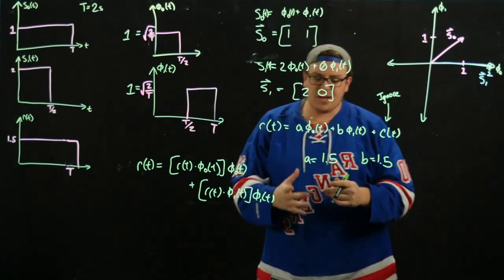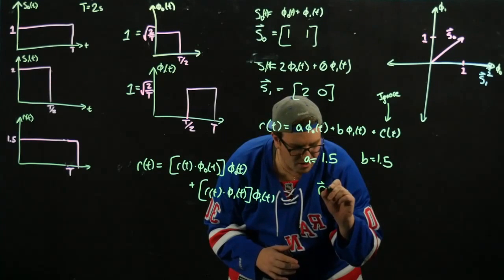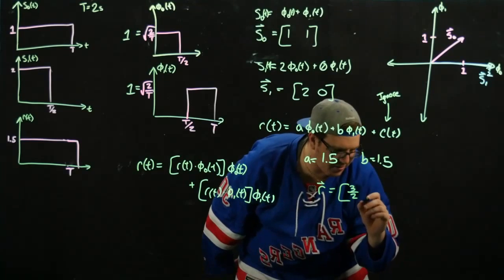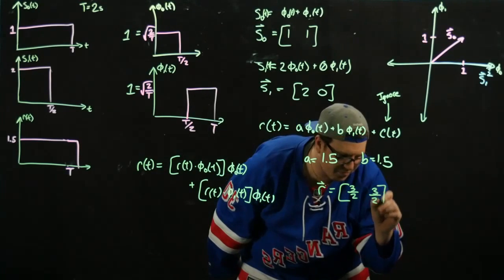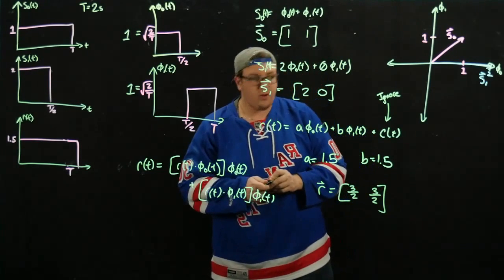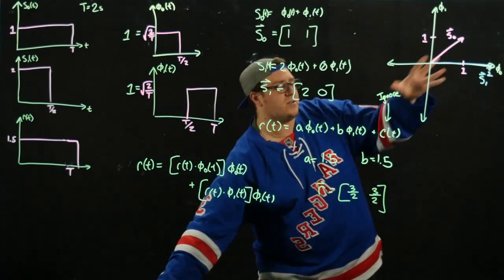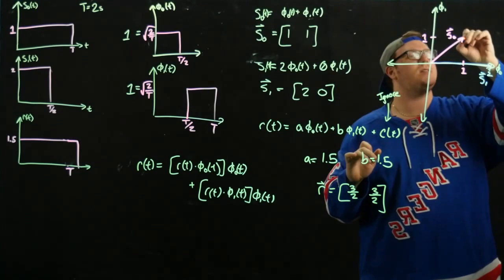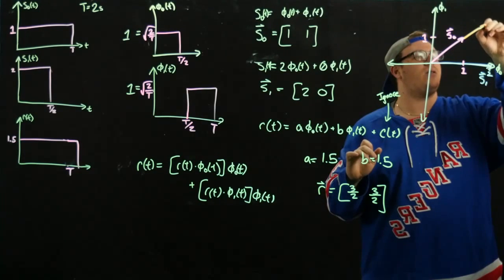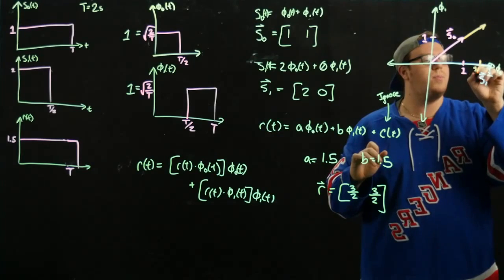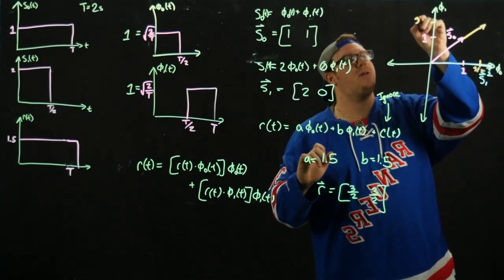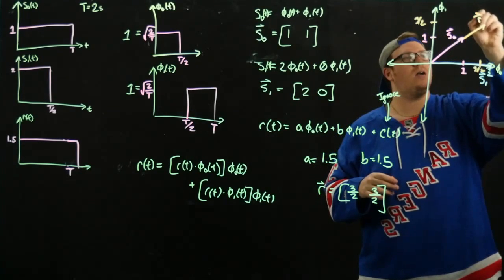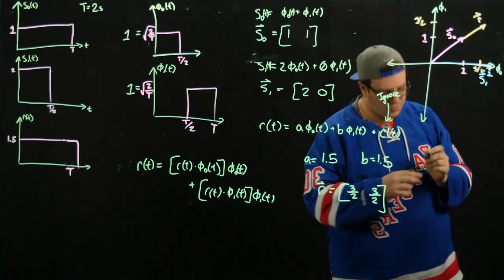So that means that we can express our projected r vector as 3 over 2, 3 over 2. So if we're going to plot that into our signal space here, it would be along the same way here. It's still 45 degrees, but it's just extended out a little more to 3 by 2, 3 by 2. So we have our 3 vectors here, R, S0, and S1.